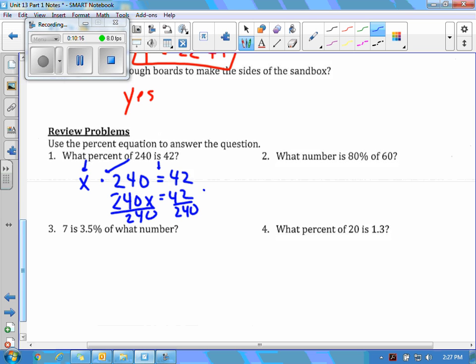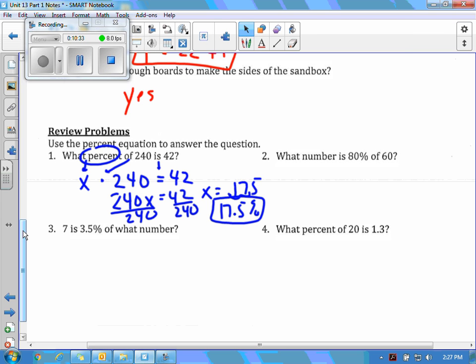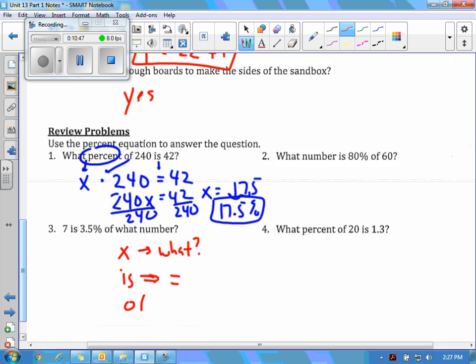When I divide that, I get x equals 0.175. Now, remember, I'm looking for a percent here, so I move the decimal to the right, and I get 17.5%. So I want you to use that little reminder to help you. Okay, so x is going to be the what part. Whatever it says what for, that's what you're looking for. Is is the equal sign. Of means multiplication.